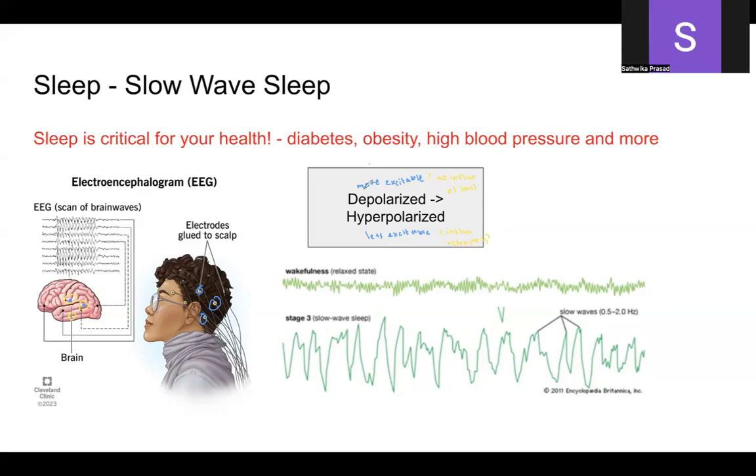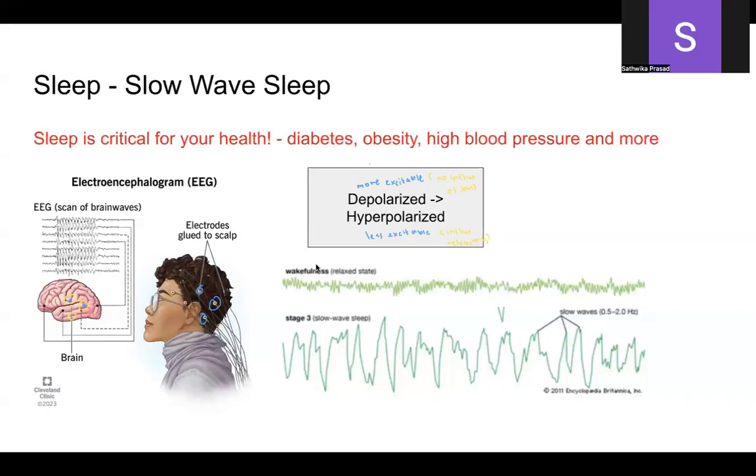Depolarized means more excitable, hyperpolarized means less excitable. The way I like to remember that is that when a toddler is hyper, it's very hard to get them to get even more excited than they already are, right? Whereas when a toddler is tired, you can make them more excited by showing them candy. So that's how I like to think about it. So when toddlers are down, you can get them excited, but when they're hyper, you can't excite them anymore, right?